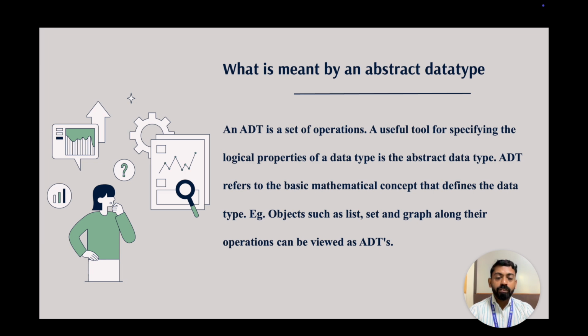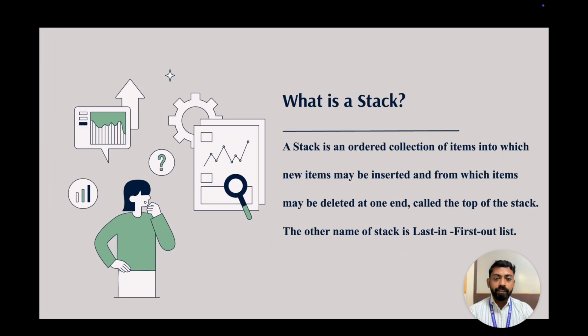An ADT is a set of operations used to specify the logical properties of a data type. So ADT refers to the basic mathematical concepts that define the data type. For example, objects such as list, set, and graph along with their operations can be viewed as an ADT. What is a stack? A stack is an ordered collection of data items in which new data items are inserted, and data items are deleted, at one and only one end, called the top of the stack. The other name is last in, first out.